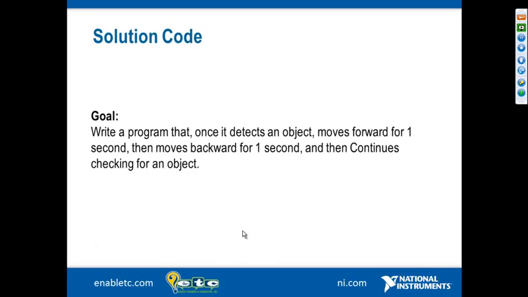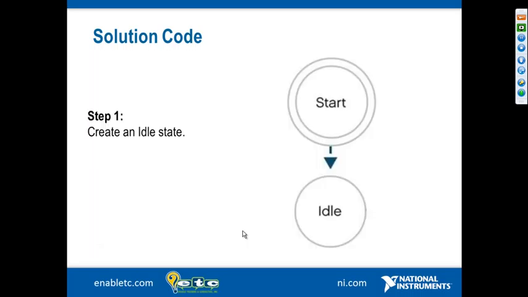So in this webinar, our goal is to write a program that, once it detects an object, moves forward for 1 second, then moves backwards for 1 second, and then goes back to a state where it's checking for an object again. Further to that, when a touch sensor is pressed, it will actually stop. So let's think about this. Before we start going into LabVIEW and creating the code, let's think about the solution state diagram.